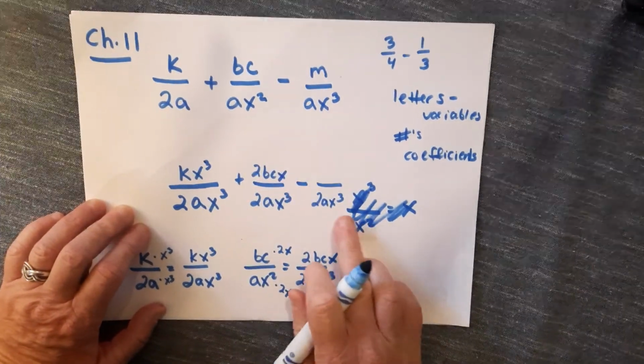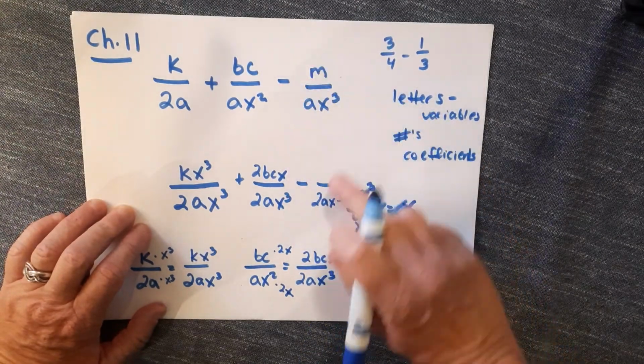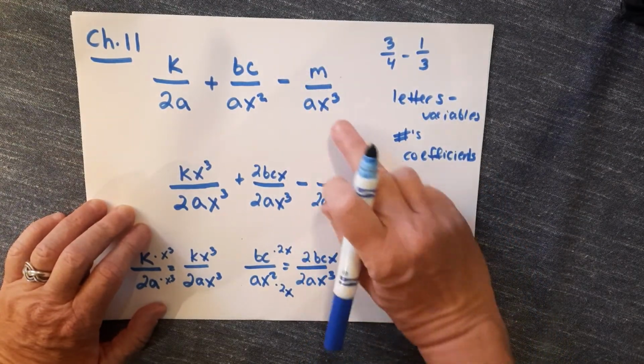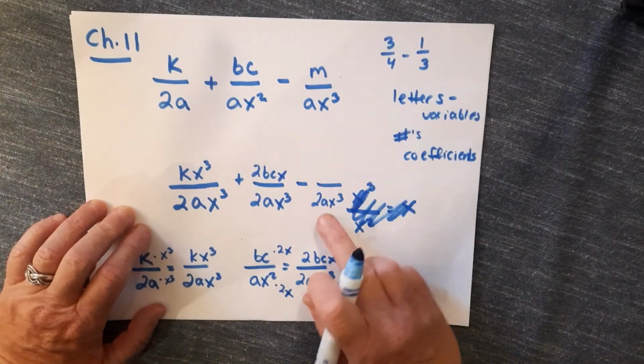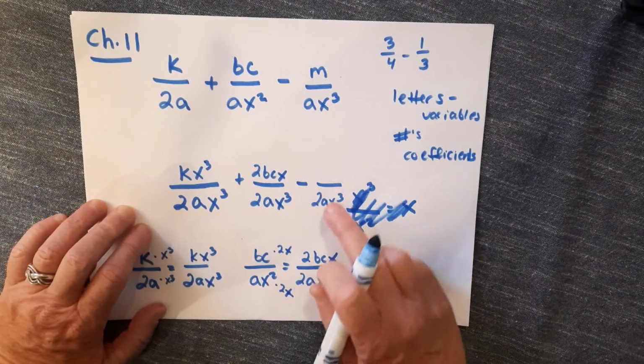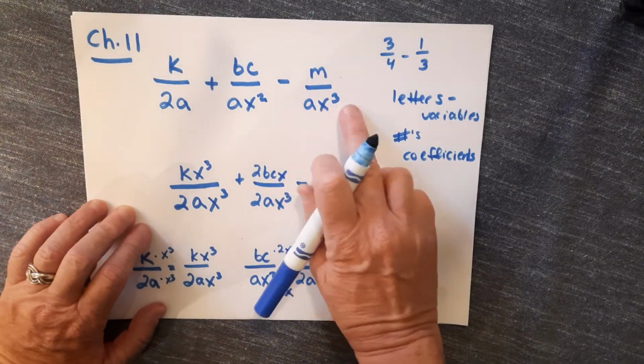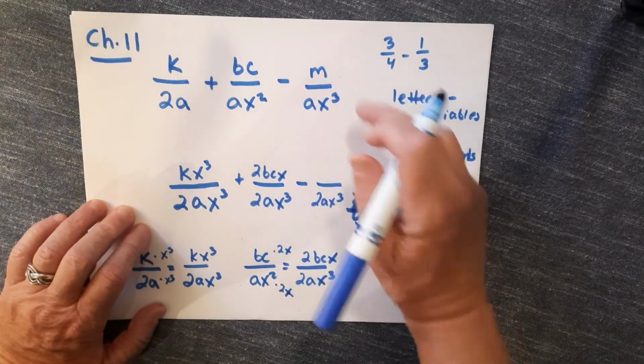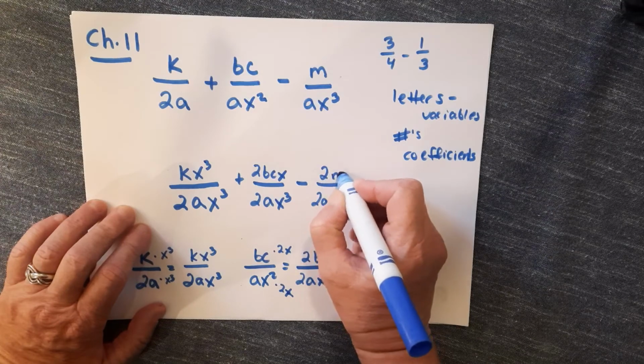We have one more to go. We need to change this fraction into this fraction. If we look, ax cubed, to get to this denominator, 2ax cubed, we multiplied it by 2. So multiplying this by 2, we need to multiply the numerator by 2. m times 2 is 2m.